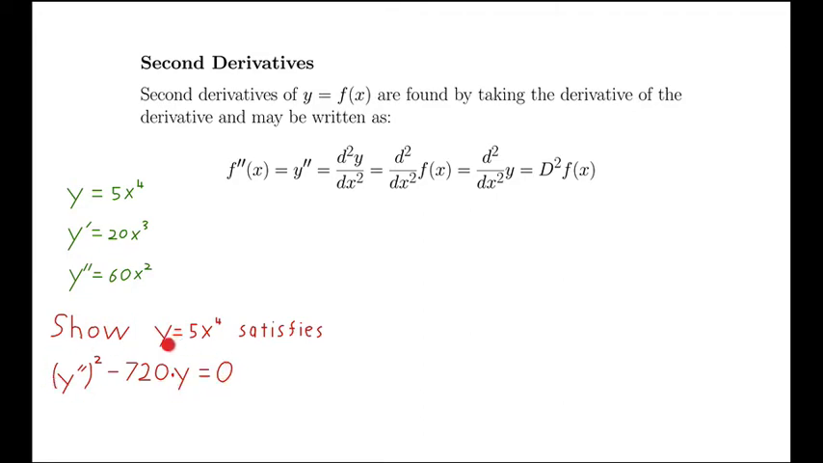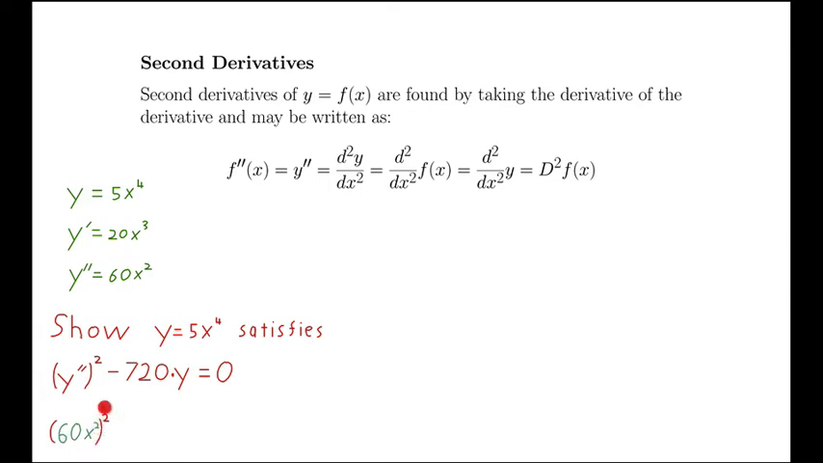In this case, we're already given the solution. y equals 5x to the fourth. We're supposed to show y equals 5x to the fourth satisfies this equation. To do that, well, we need to figure out what y double prime is. We have it right here. So we take the 60x squared and we plug it in for y double prime.